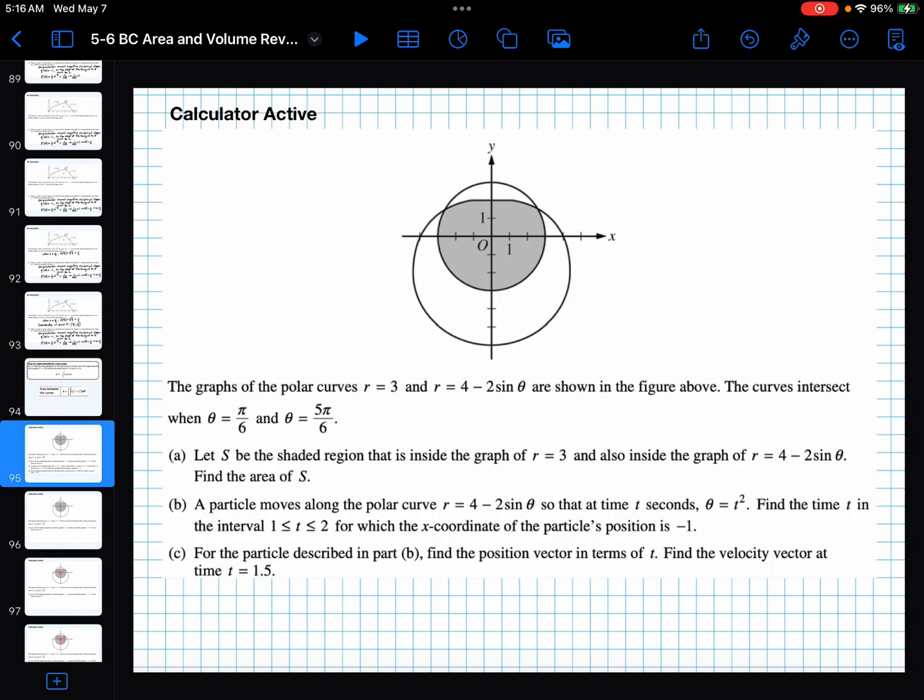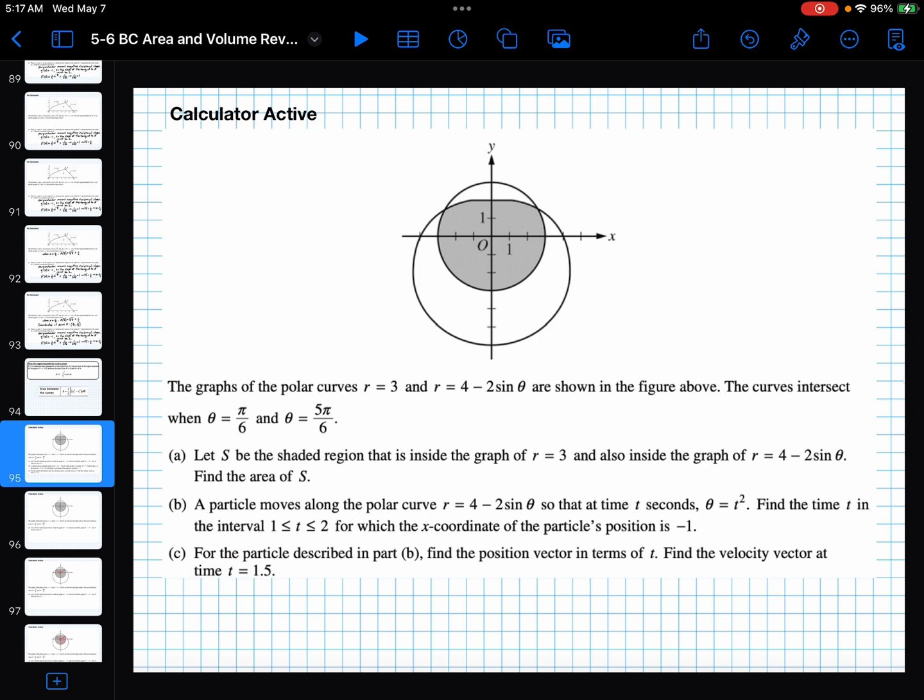All right, here's two polar curves. A couple of things to point out here. If you have r equals a number as a polar curve, you have to recognize that that is a circle with a center at the origin and whose radius is equal to whatever that constant r is equal to. So out of these two graphs here, the r equals 3 is going to be that smaller graph of the circle centered at the origin. So by process of elimination, the larger graph there has to be the r equals 4 minus 2 sine theta.